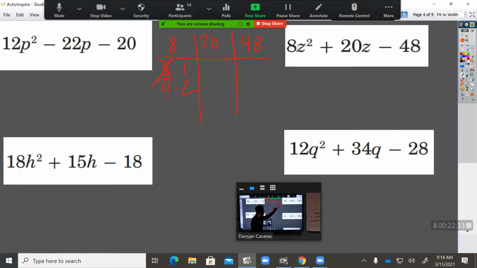The next biggest number you can try is 4. And I know 4 works for 20. I know 4 works for 48. So the greatest common factor between 8, 20, and 48 is 4. Now let's see what's left in there. 2z squared plus 5z minus 12. Now we do the same process we've been doing all day today. Break down the first and the last number. So 2z times 1z is 2z squared. And negative 12 is negative 4 times 3.